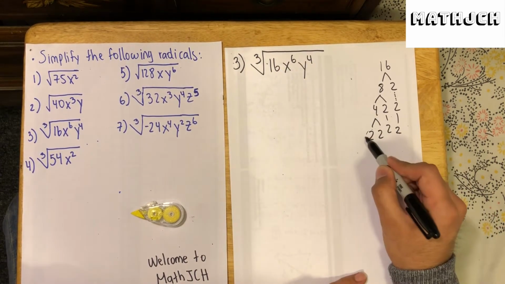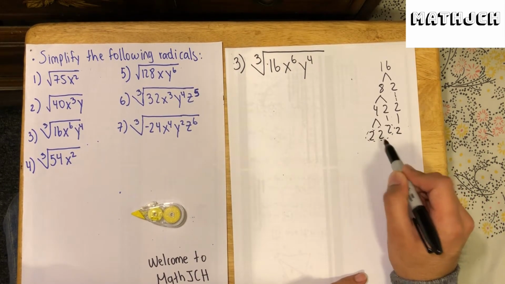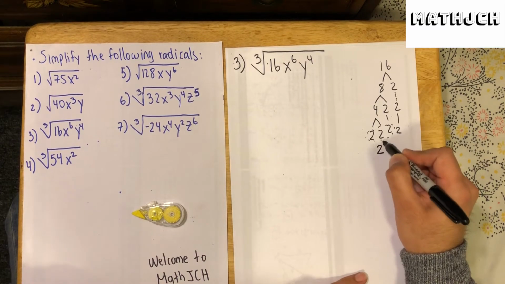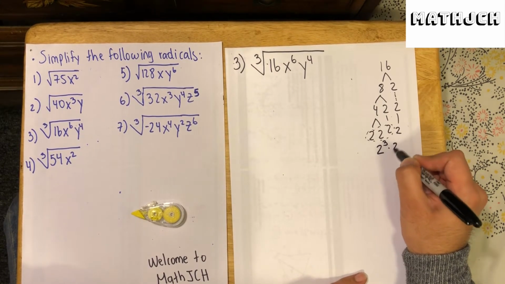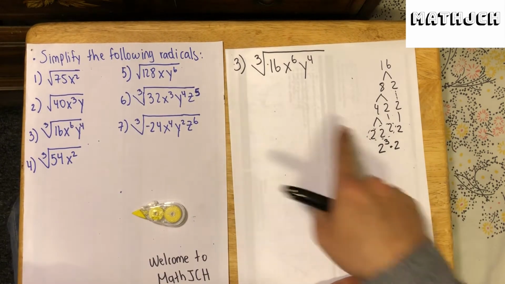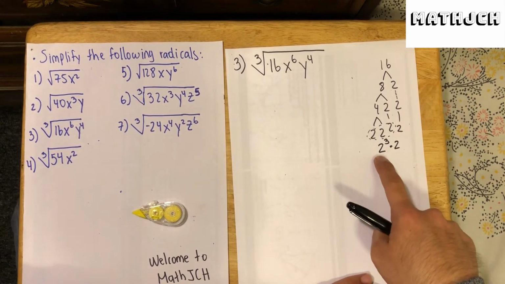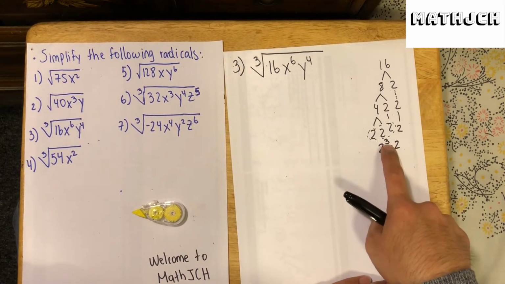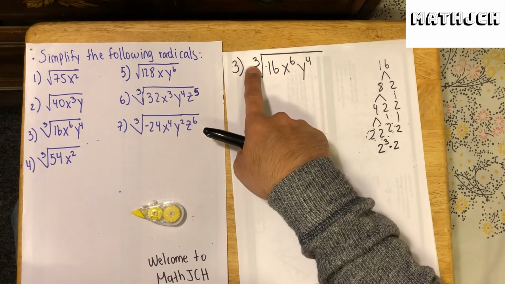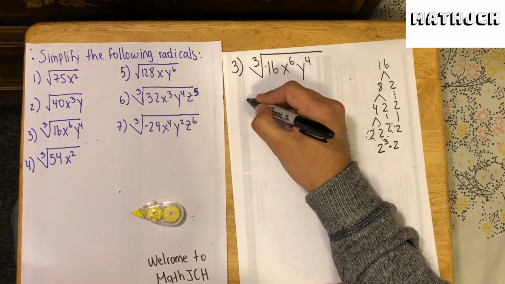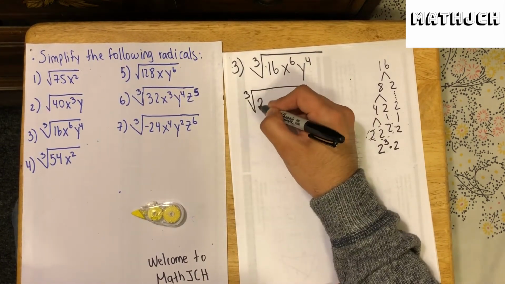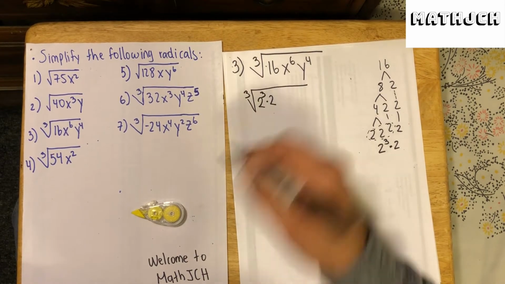So we could take the first 3 numbers here, because they're the same, and rewrite it as 2 power 3, and bring down the one that is left. Then 16, I could rewrite it as 2 power 3 times 2. I need a power 3 because my index is 3 as well.